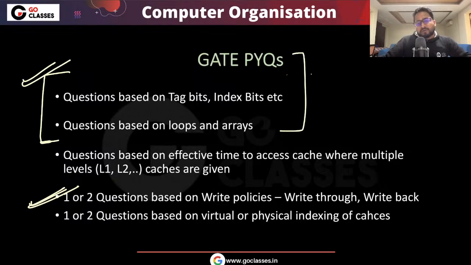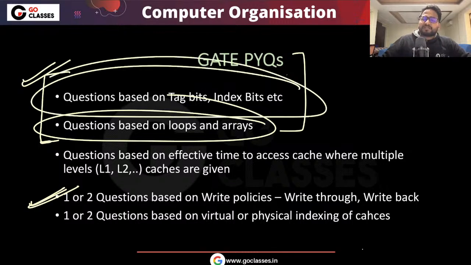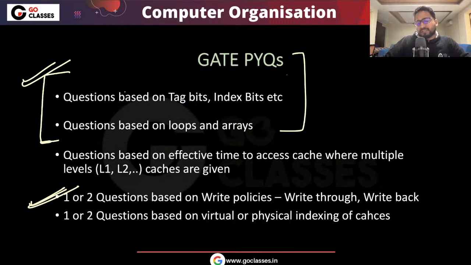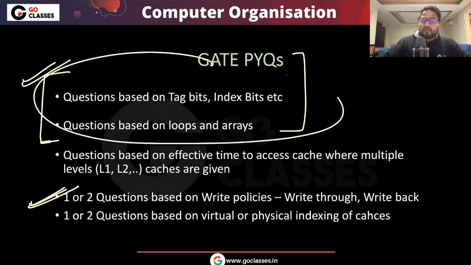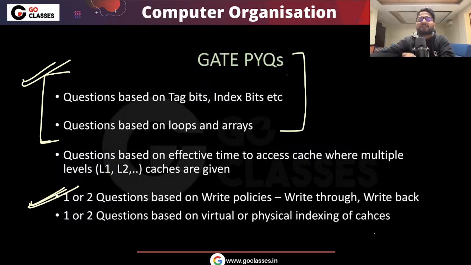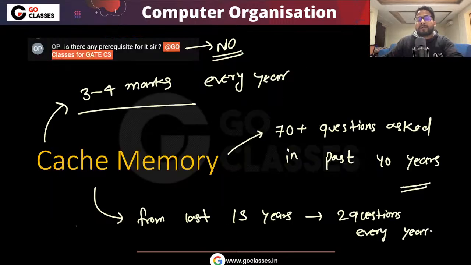In fact, last year also, and the year before that, I think they asked only from these two. They have been asking many questions from these two particular areas, not from the write back or write through policies. Yes, we should study them, and we will probably take one session to complete this. There is already one video on the website, but we might take it over YouTube also.